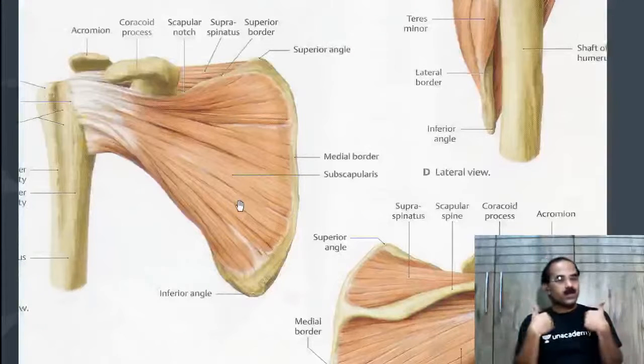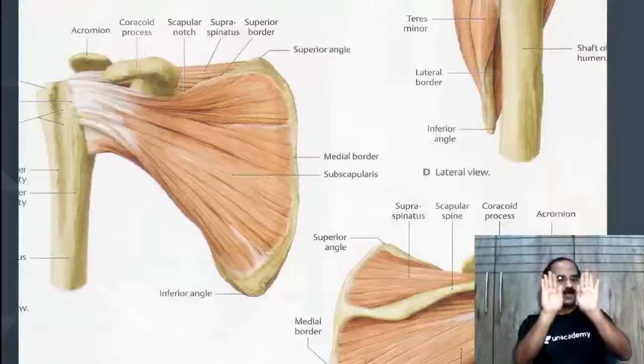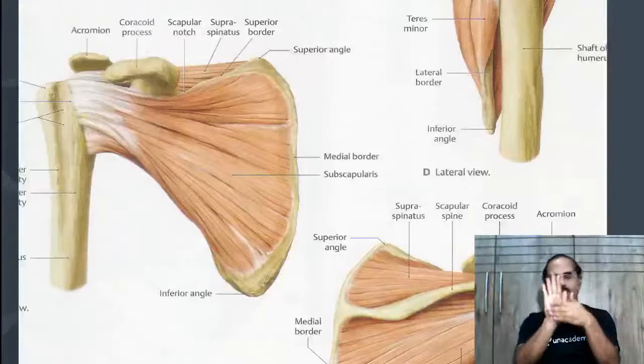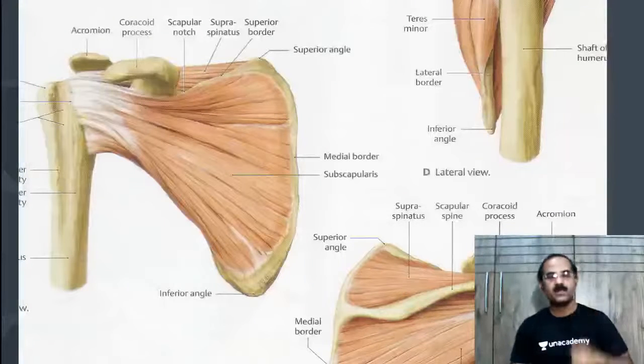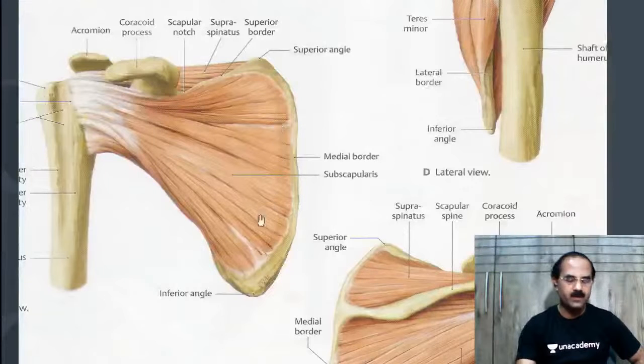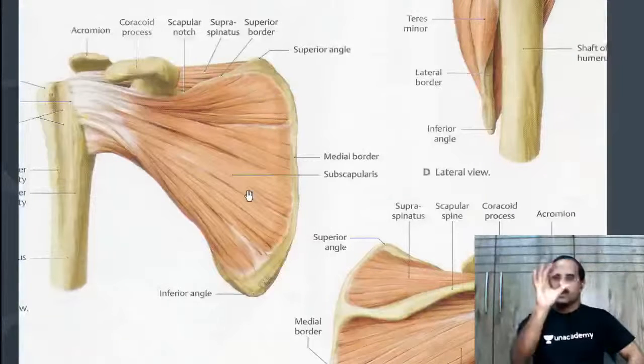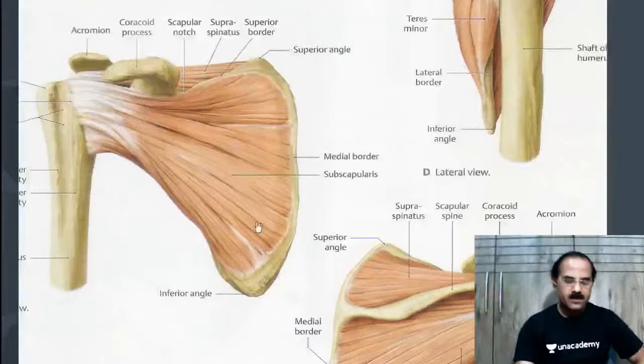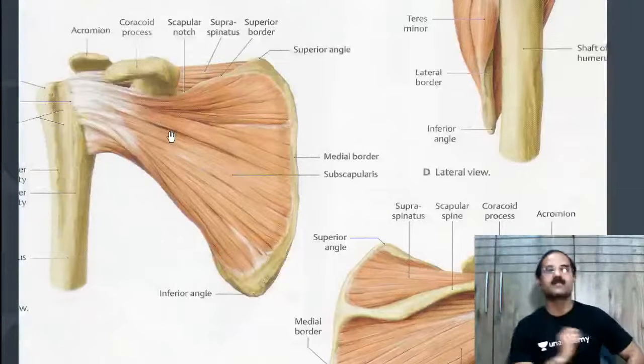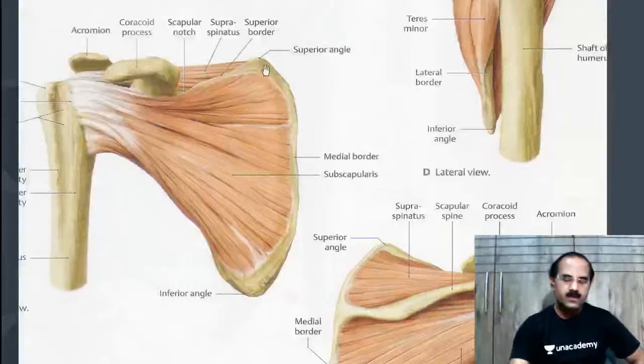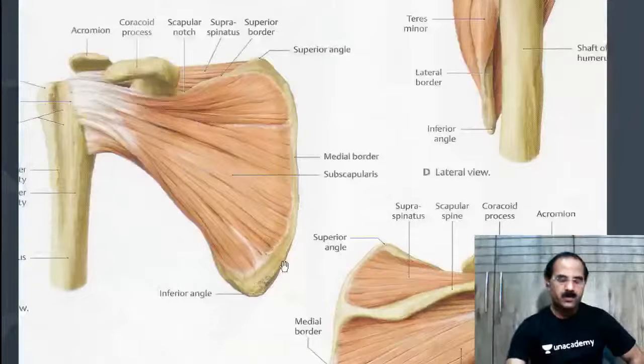Now we have started walking on two legs. Our scapula has become like this, but still we call this the subscapularis muscle here. That's the subscapularis muscle. Okay. So costal surface, this is the subscapular fossa, and this muscle is the subscapularis. This is the medial border.